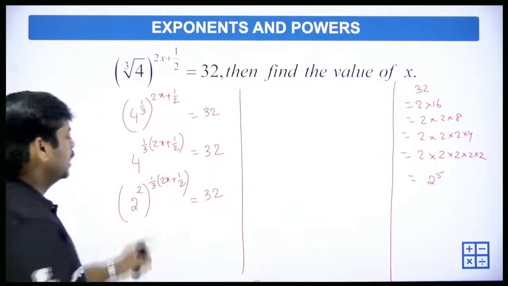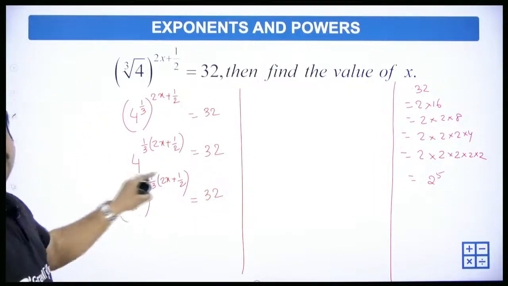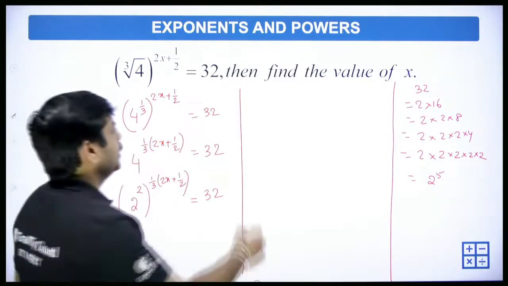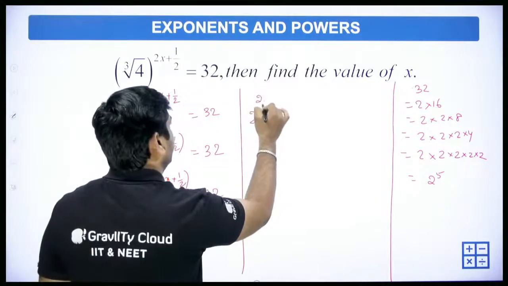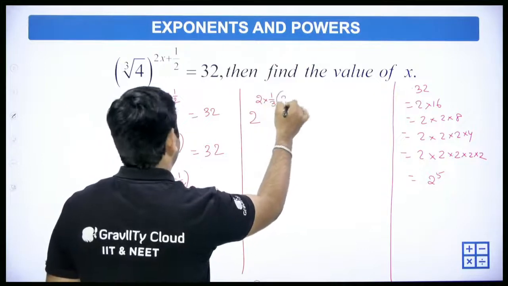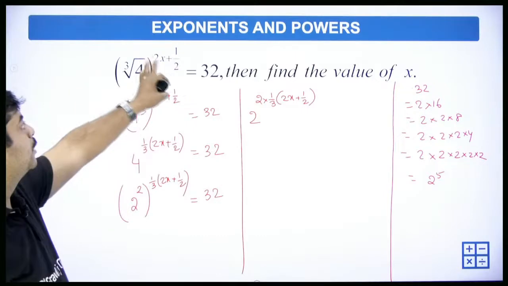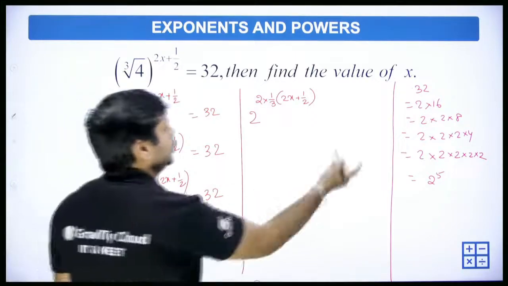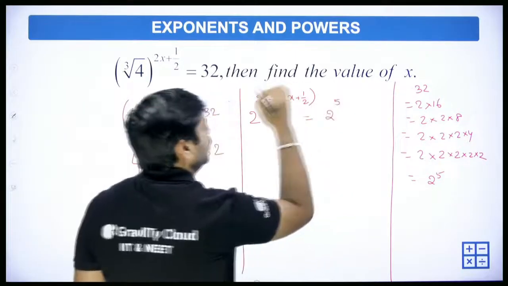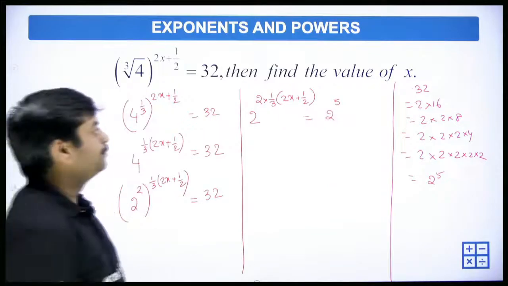So now we can see here a power m whole power n is a power mn. So 2 power 2 into 1 by 3 into 2x plus 1 by 2 is equal to 32, which is 2 power 5, right?